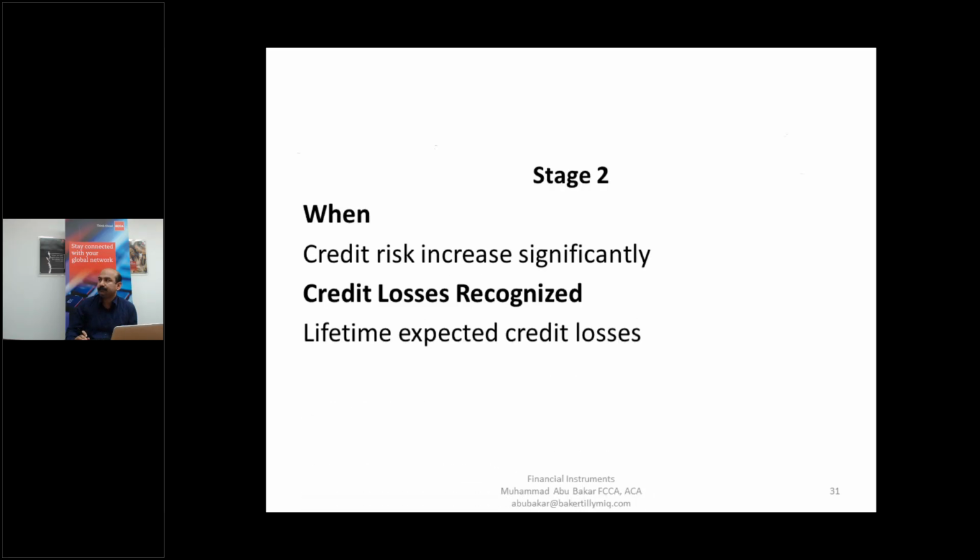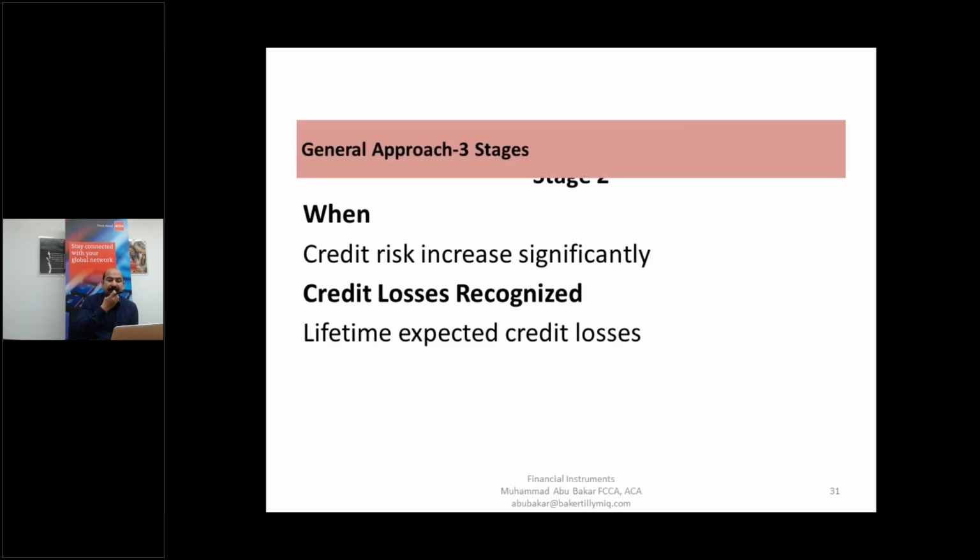Then stage 2. See, in stage 2, if the credit risk of the financial asset is assessed to have increased significantly, that is, increased risk of default since initial recognition, it enters stage 2 of the model. This model recognizes full lifetime expected credit losses, that is, an expected present value measure of credit losses that arise if a borrower defaults on their obligation throughout the life of a financial instrument.